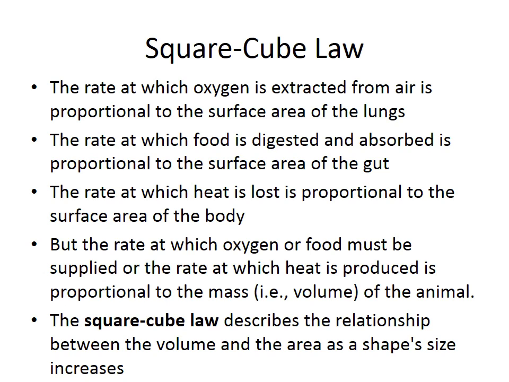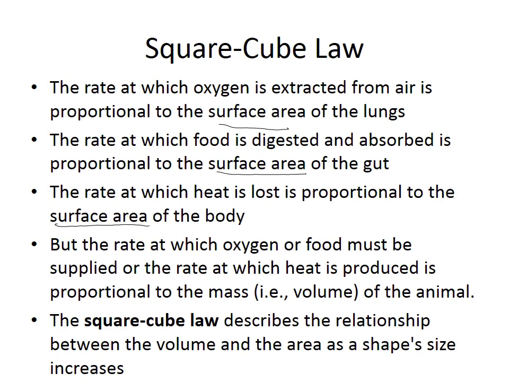Also, there is the square cube law, which we should look at, because there's an actual law which determines how big an organism can actually get. It depends on the rate at which oxygen is extracted from the air. That is proportional to the surface area of the lungs. The rate at which food is digested and absorbed is proportional to the surface area of the gut. So again, proportional to the surface area. The rate at which heat is lost, because we're always losing heat since we need to keep our body temperature constant, is proportional to the surface area of the body.